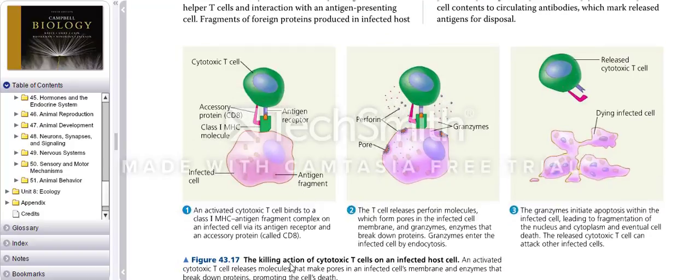So just like in the helper T cell, it connects, and then we get a release, sort of like cytokines with the helper T cells, but instead we get the release of perforin, which perforates the cell membrane, and then these granzymes can enter the cell and perform apoptosis of the cell in order to stop the production of the pathogens. So that's a pretty good overview of the T cells.